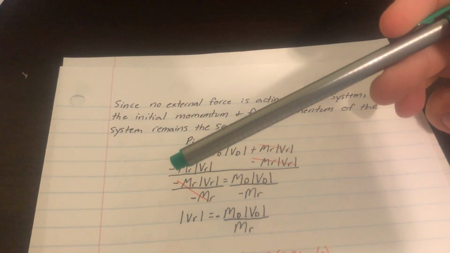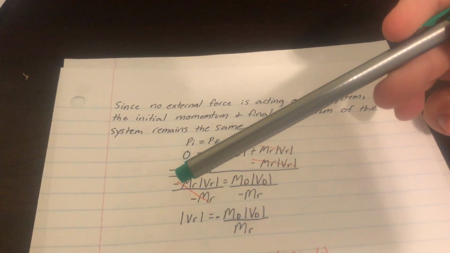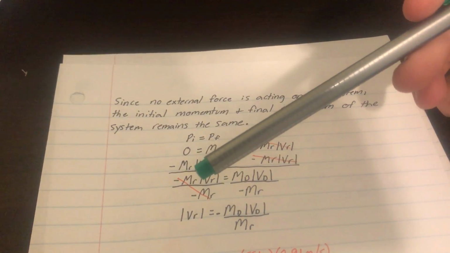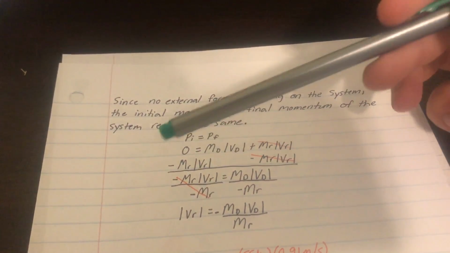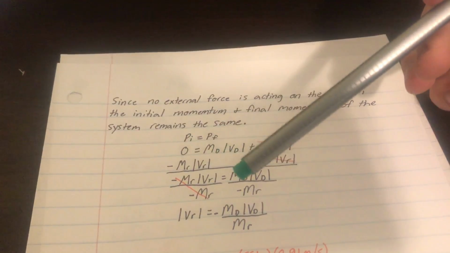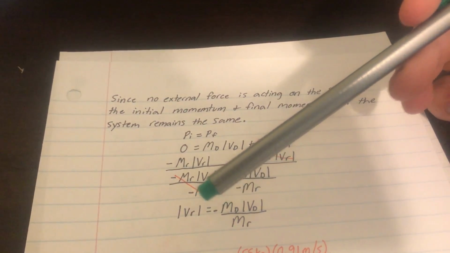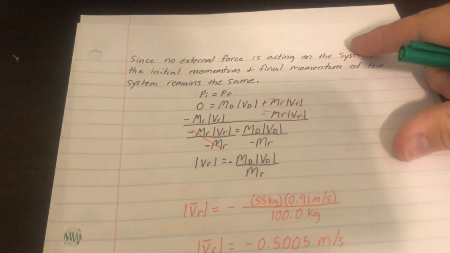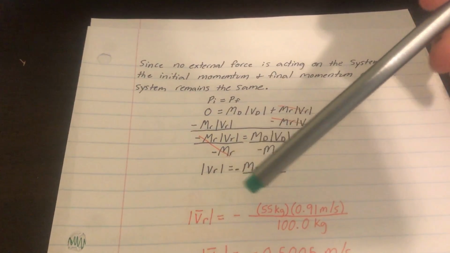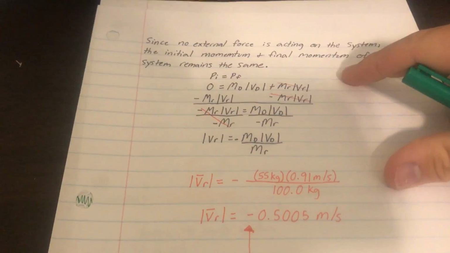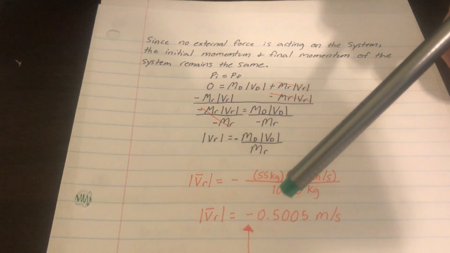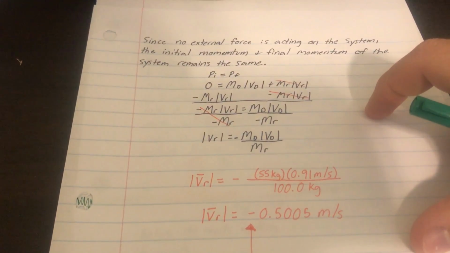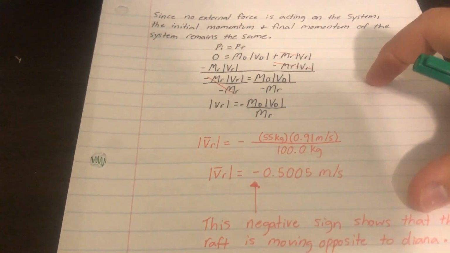So then I divided both sides by negative mass of the raft. It canceled out on this side, and that leaves me with a negative on this side, but that's solved for the velocity of the raft. Then I plugged in my information, and that gave me negative 0.5005 meters per second.